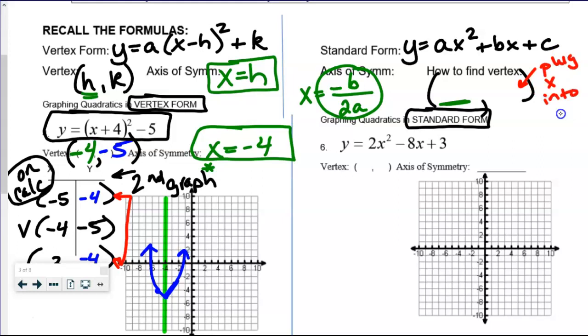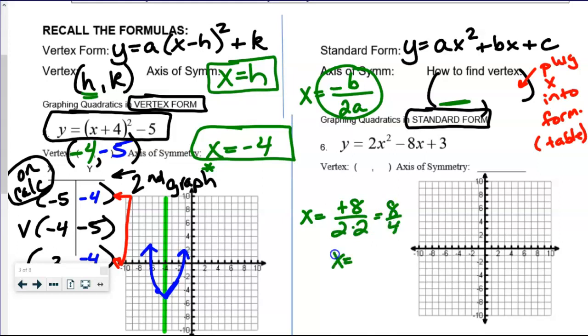And frankly, we're not going to do any of that. We're going to make the calculator do all of it. We're going to look on our table. All right. So calculating -b over 2a, the opposite of b would be +8 over 2 times a would be 2 times 2. So that becomes 8 over 4, better known as x equals 2.